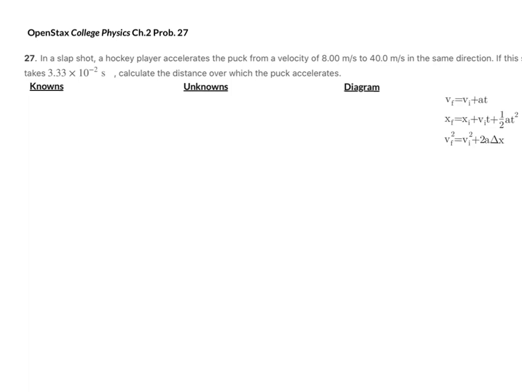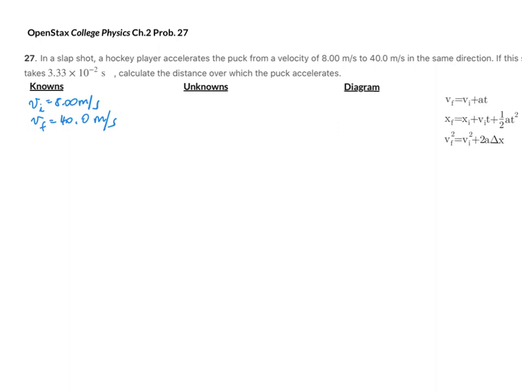So we have to organize our knowns and unknowns. The first thing we know is that the puck accelerates from an initial velocity of 8 meters per second to 40 meters per second. So I will write V initial is 8 meters per second. V final is 40 meters per second, and I should use sig figs, so it's 40.0 meters per second.